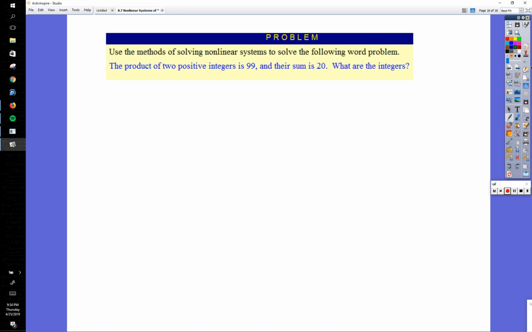You can investigate the prior one on your own if you would like. Okay, this one says use the methods of solving nonlinear systems to solve the following word problems. So we don't have a lot of word problems, but they give you a couple like this, so I wanted to make sure to address it.